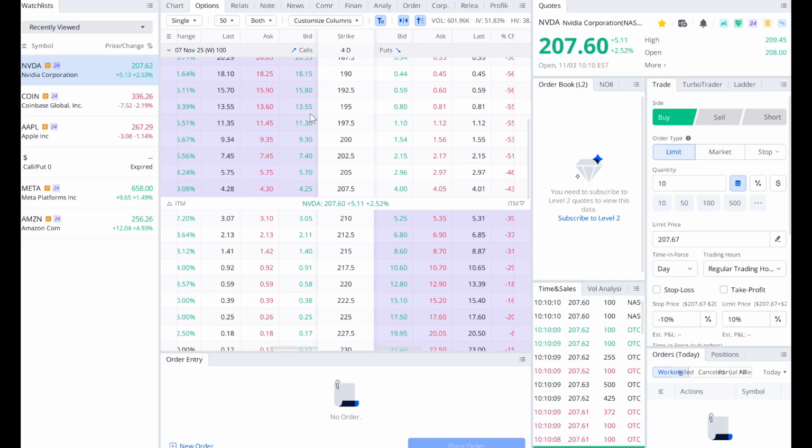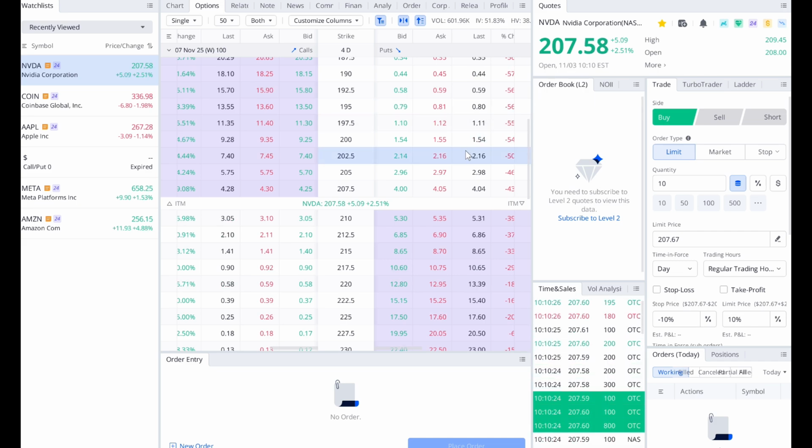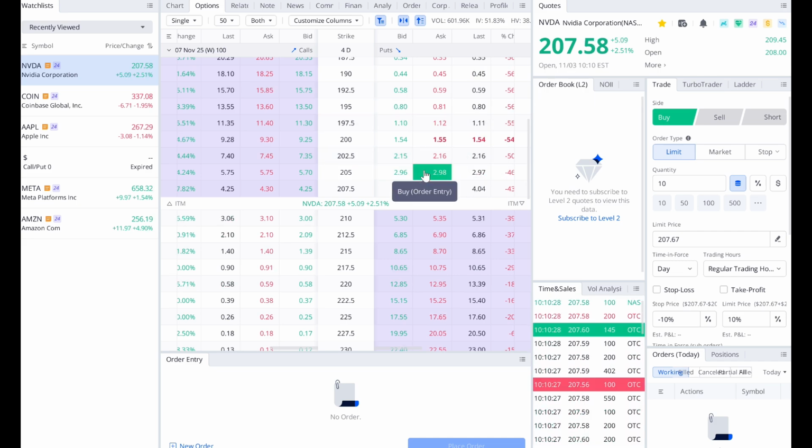So Nvidia has earnings on November 19th. So we're going to sell a put option for the 21st of November. I like to go close to the price. So Nvidia right now, you can see, is $207. So I'm going to go probably about 205.